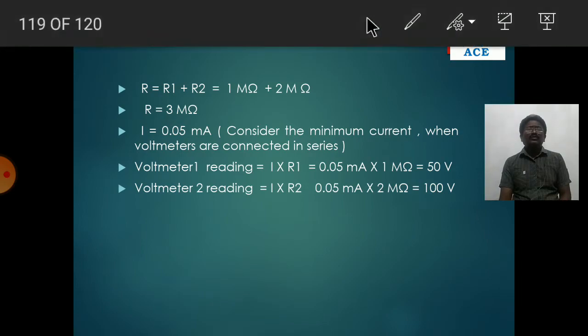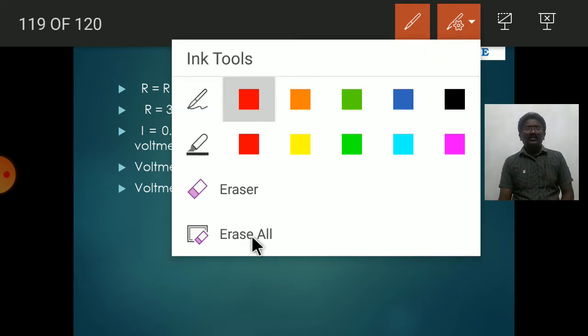So now come to here, this is equal to 0.05 milliamps into 2 megaohm. So simplify them, then you will get 100 volts. So these are the two voltages, for meter 1 and meter 2. So next I will explain one more problem.